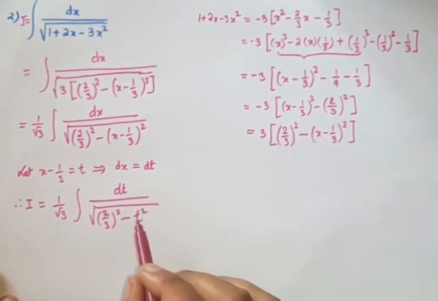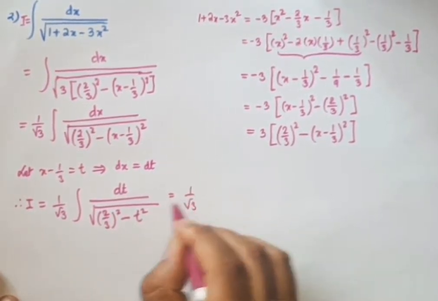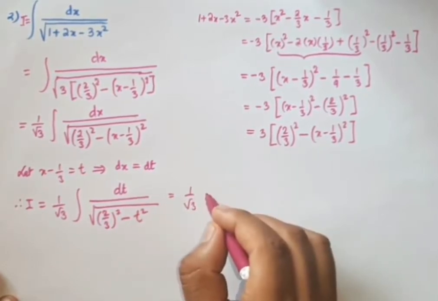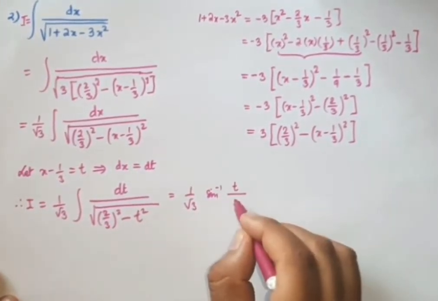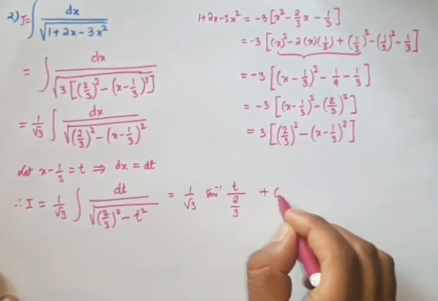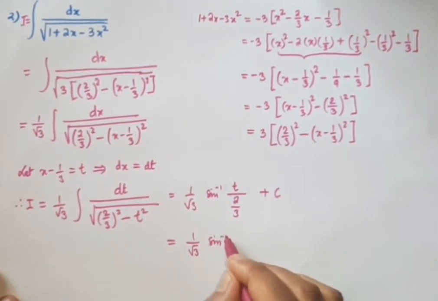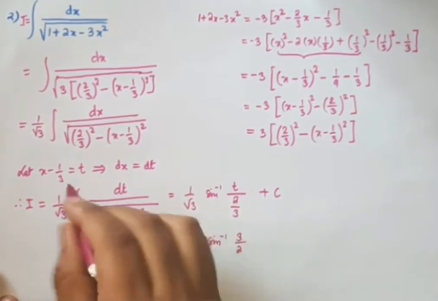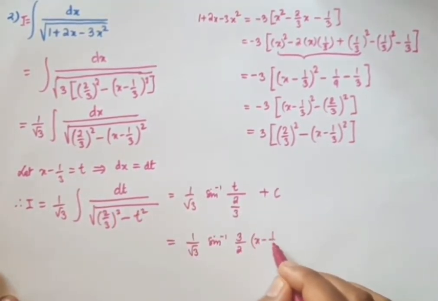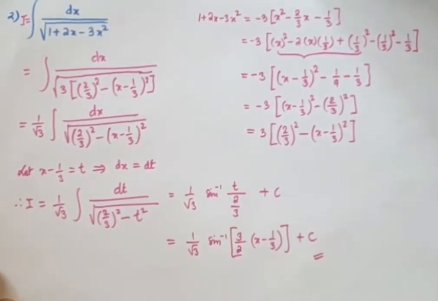And we know that this will be equal to how much? This will be equal to 1 by root 3 as it is. So this is my sine inverse x by a, right? So sine inverse x is t, so t by a is how much? 2 by 3. So let me put the constant of integration. So we have 1 by root 3 sine inverse, so this becomes 3 by 2 into t. And how much is t? t is equal to x minus 1 by 3. Okay, so this will be our answer for this particular question.